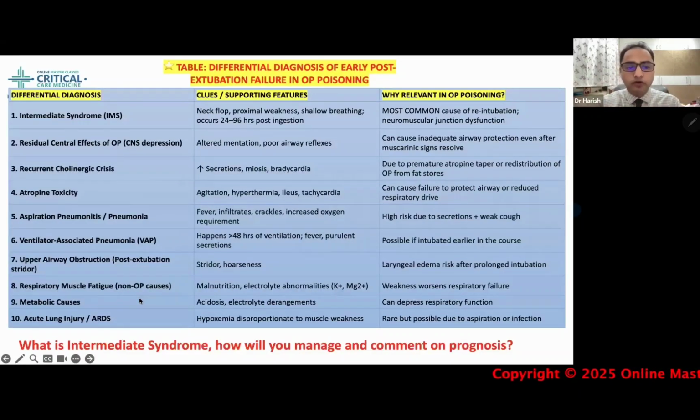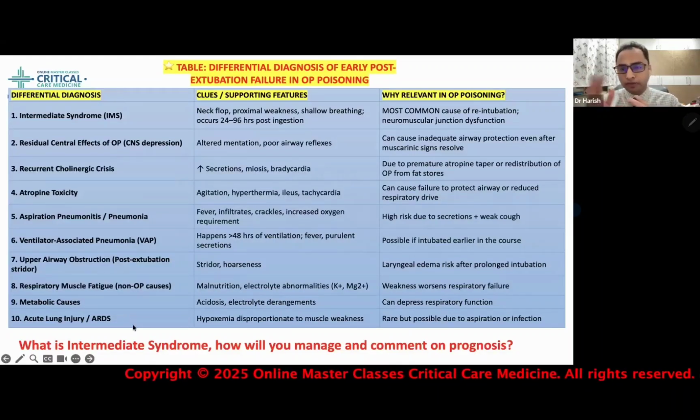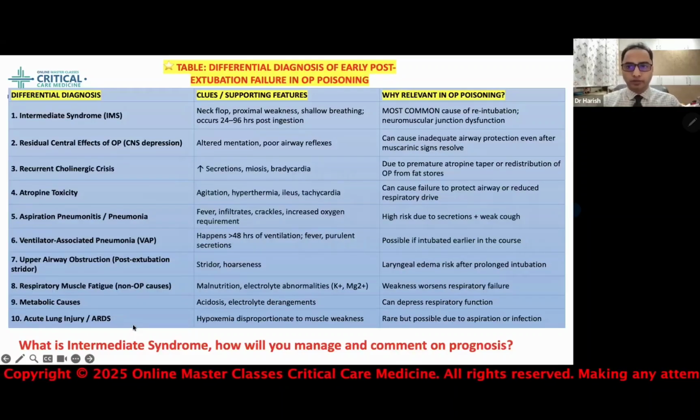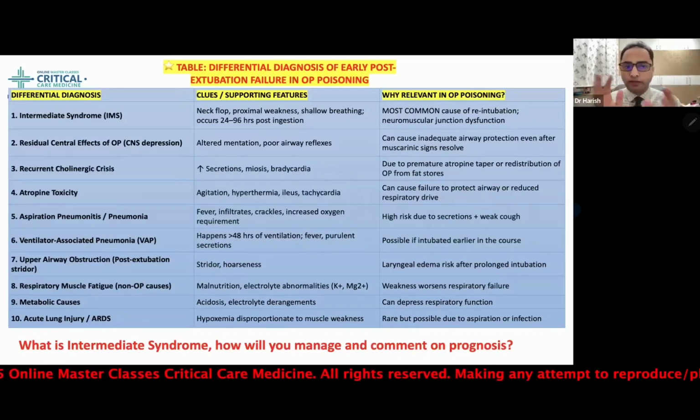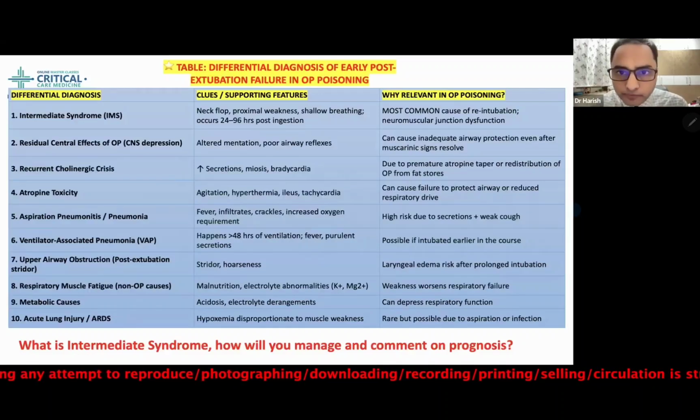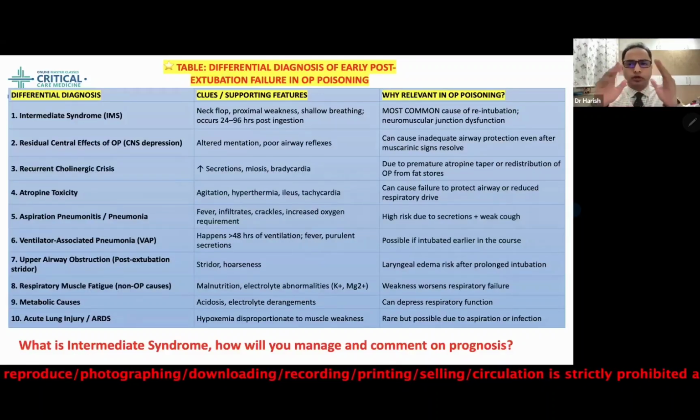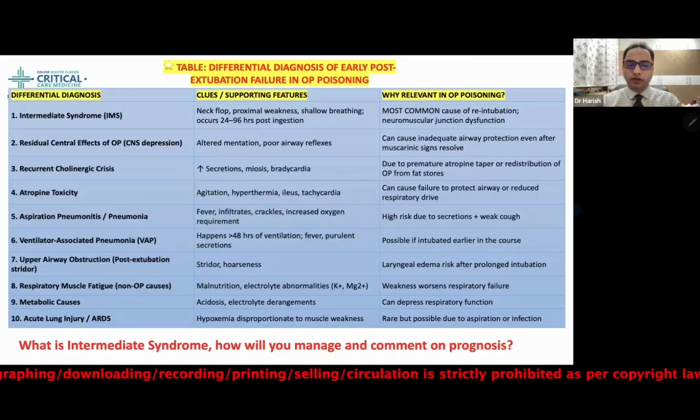It may not be OP induced because of malnutrition, electrolyte imbalance. So metabolic causes, okay, acute lung injury or patient is having a severe ARDS manifestation with a background of aspiration pneumonitis or pneumonia. So these are the other causes for extubation failure and the differential diagnosis with the early post extubation failure in OP poisoning. So at least you should remember these differential diagnosis.